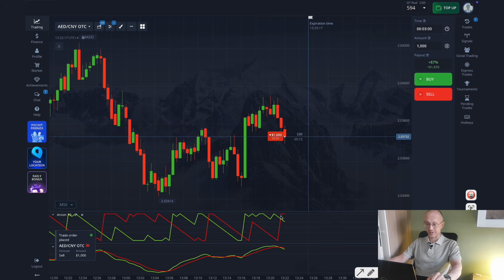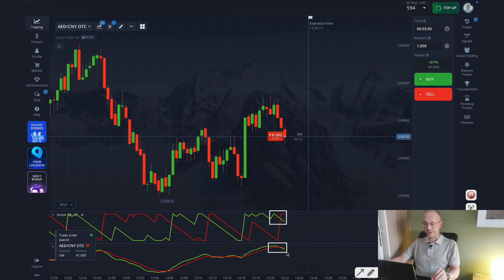Look, the first signal comes from the ARUN indicator. When the green line crosses the red line from top to bottom, it indicates the beginning of a downtrend. This signals that the market is losing its upward momentum and sellers are beginning to dominate the market. When this happens, it's the first important indicator for entering the market on a short side.